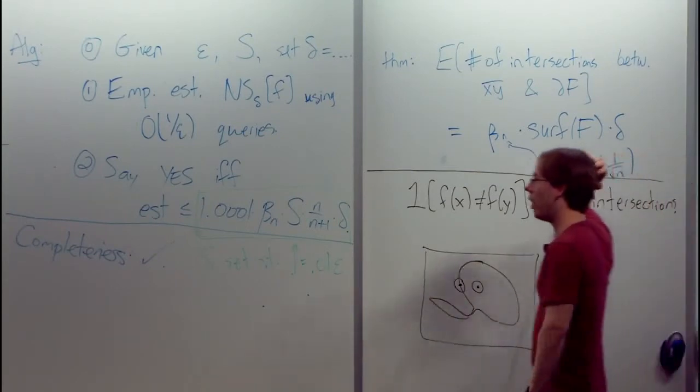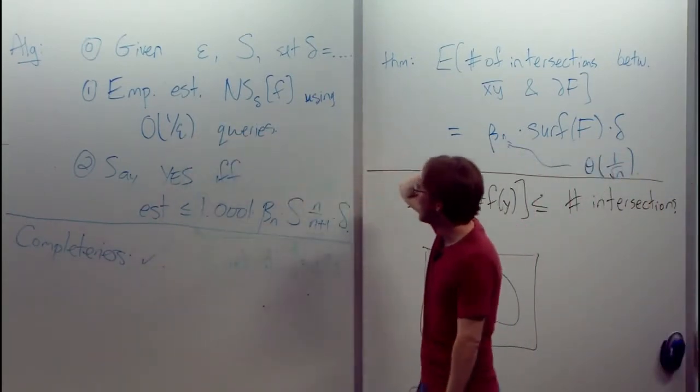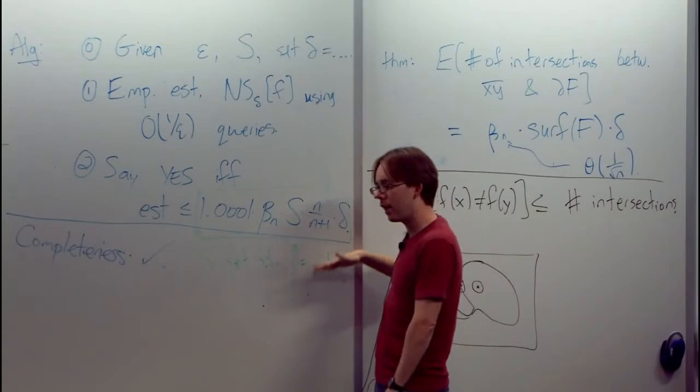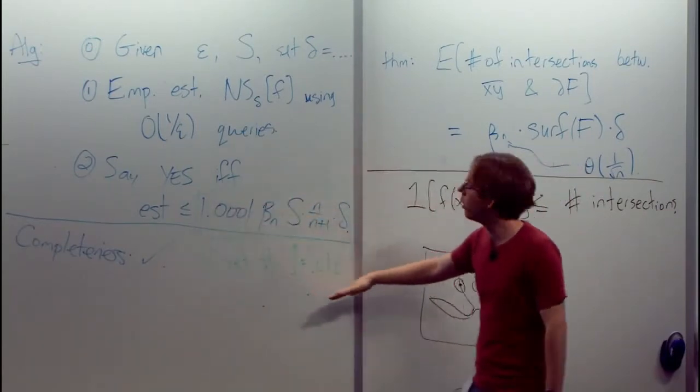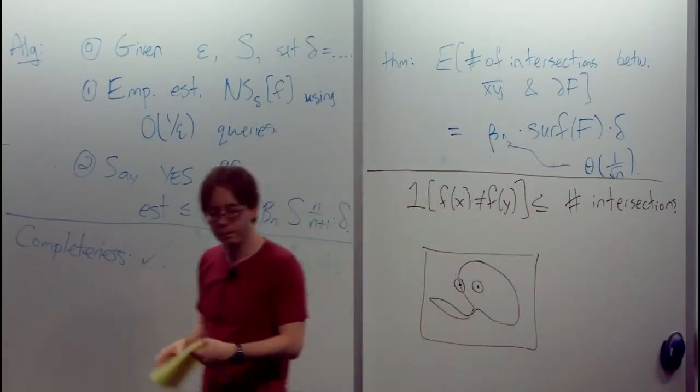And that's basically why order of 1 over epsilon queries are needed, because you're basically trying to tell if it's on the order of epsilon or not. And you don't mind a multiplicative factor of 1.001, so that's why O of 1 over epsilon is okay.